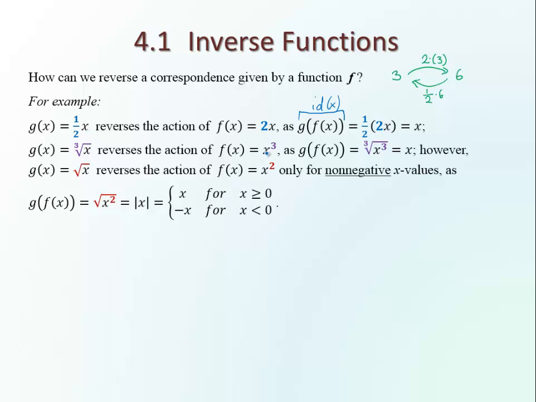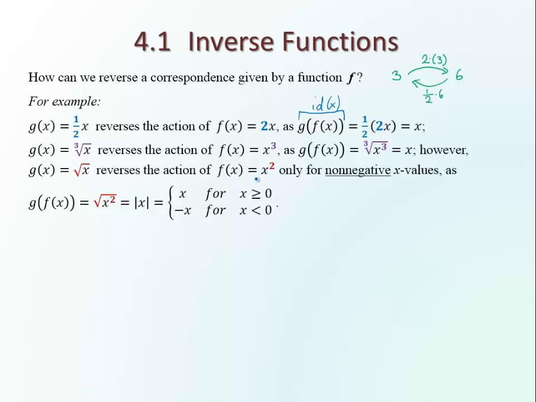Similarly, if we have a function that cubes an input, to reverse this process it's enough to take the cubic root. So in the composition taking the cubic root of x cubed, the cubic root cancels the cube, and we end up with just x. Again, we end up with identity. Therefore, these two functions, x cubed and cubic root, are inverses to each other. Well, let's look at one more example.